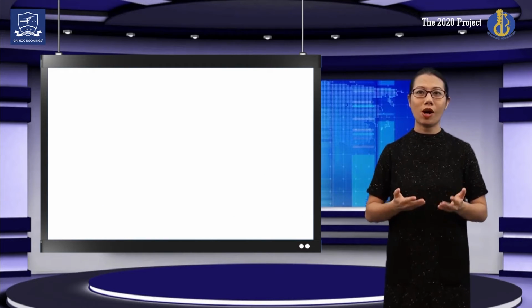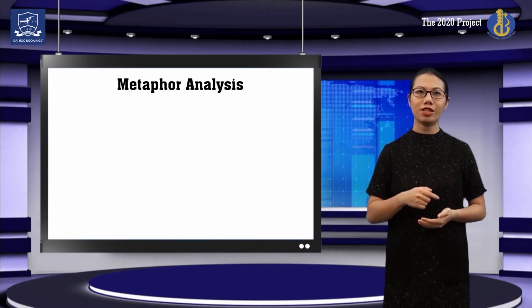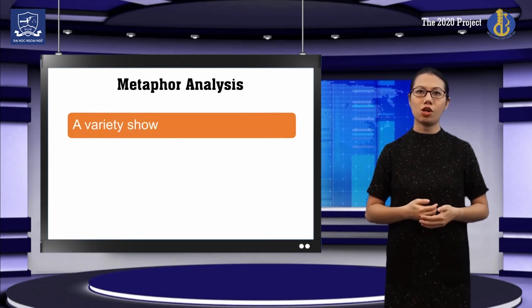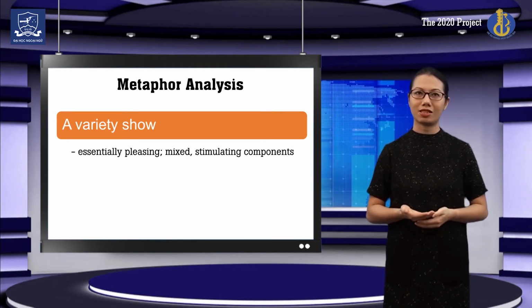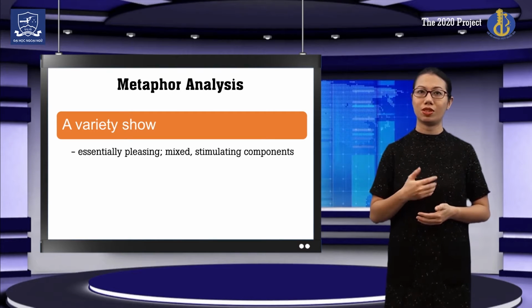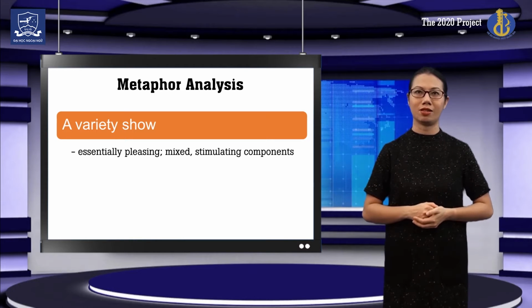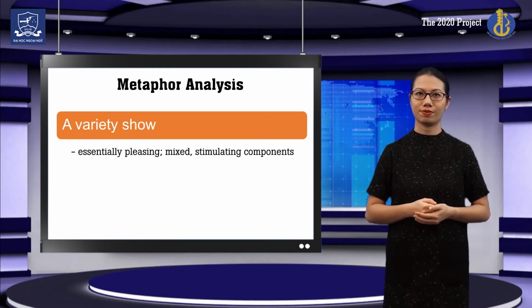Now, let's see what those metaphors imply and see if the analysis fits your own approach. First, a variety show is essentially pleasing and involves mixed stimulating components. If you chose it, you see variety and enjoyment as key factors in a lesson. You probably see the learner as an audience to be motivated and stimulated rather than made to work.